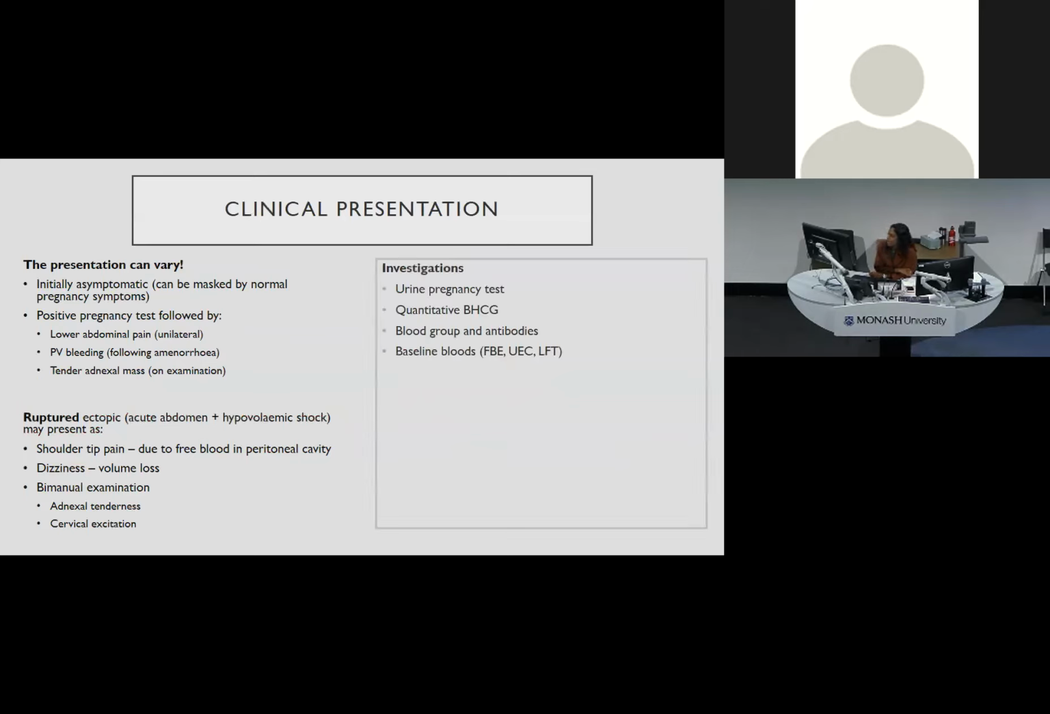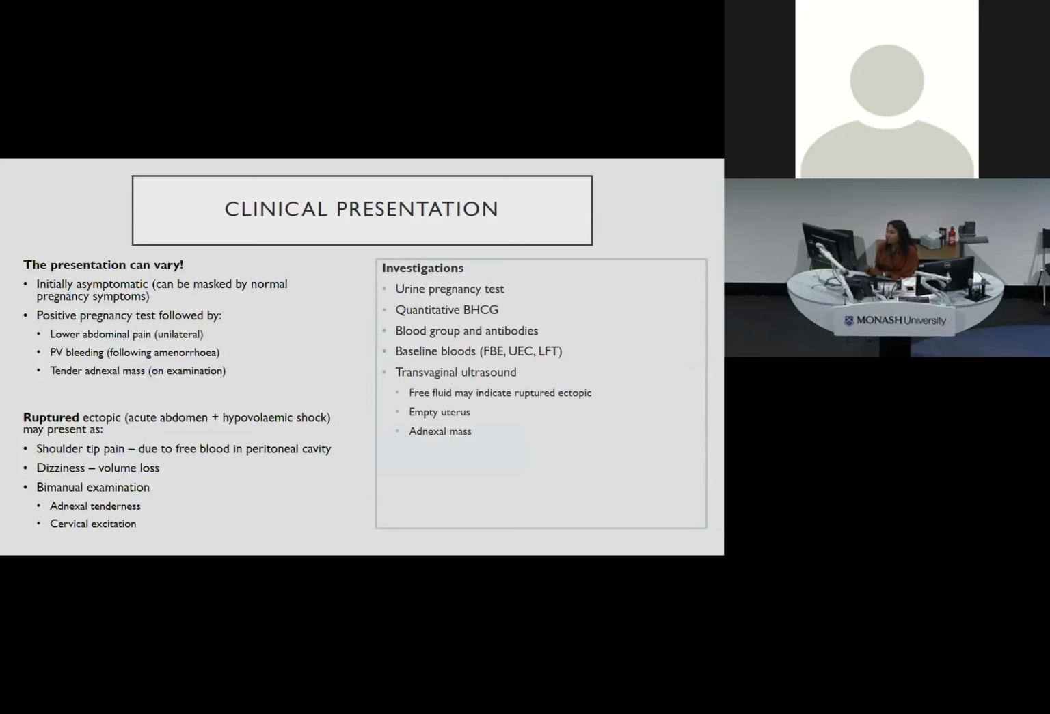And just to reiterate, investigations. So you want to do your quantitative beta HCG, and if you've decided to do a bedside urine dipstick, that's fine too. Blood group and antibodies and baseline bloods, that's particularly important if you think that the patient's unstable and will need to go to theatre.